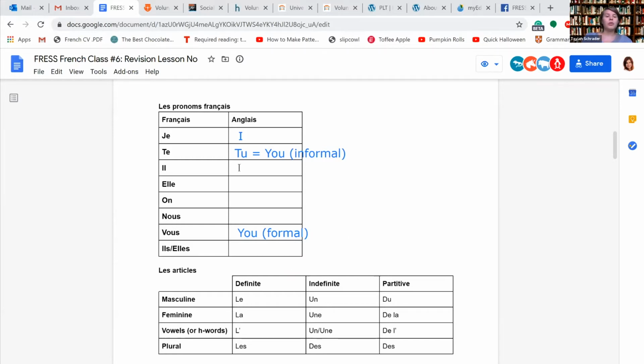We then move into il, elle, and on. So il is basically either he or it. It depends on what you're actually referring to. In French, objects, nouns, things are either female or male. They have a gender, so they are either masculine or feminine. So you can either refer to he as a person or it as a thing, and that thing is then masculine.